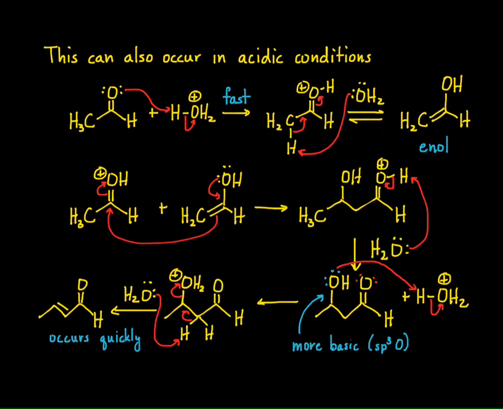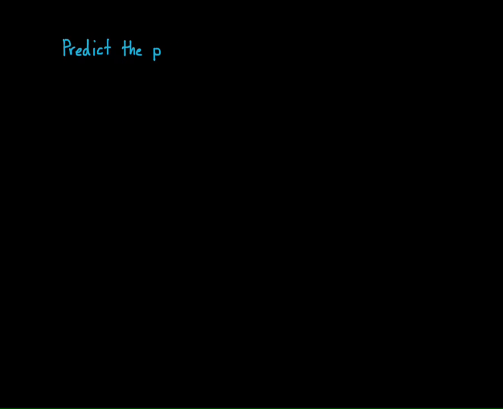Typically, basic conditions are a little bit slower, and acidic conditions are a little bit faster, simply because of that elimination process, right? So let's see if we can figure out how to predict the product. These can sometimes be a little bit tricky, and you have to really pay attention to how many carbons you have and the carbon skeleton that you're actually joining together, right?